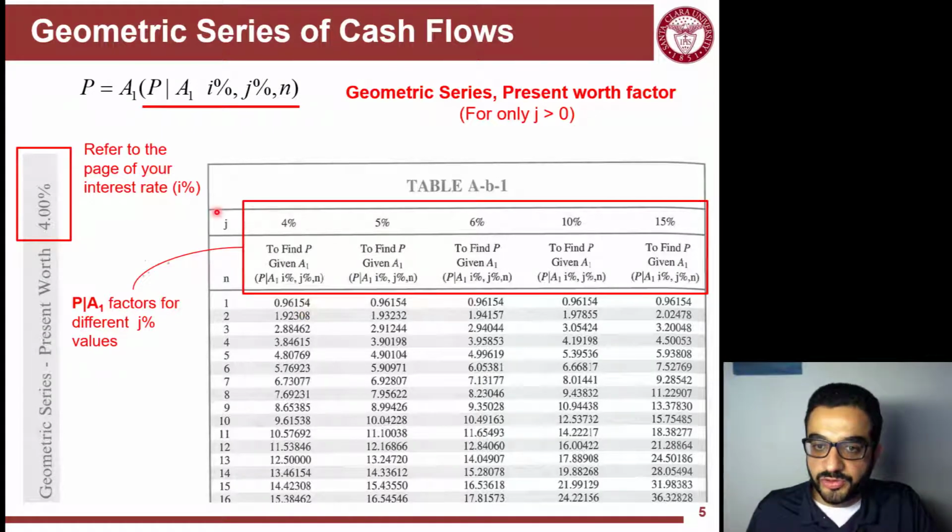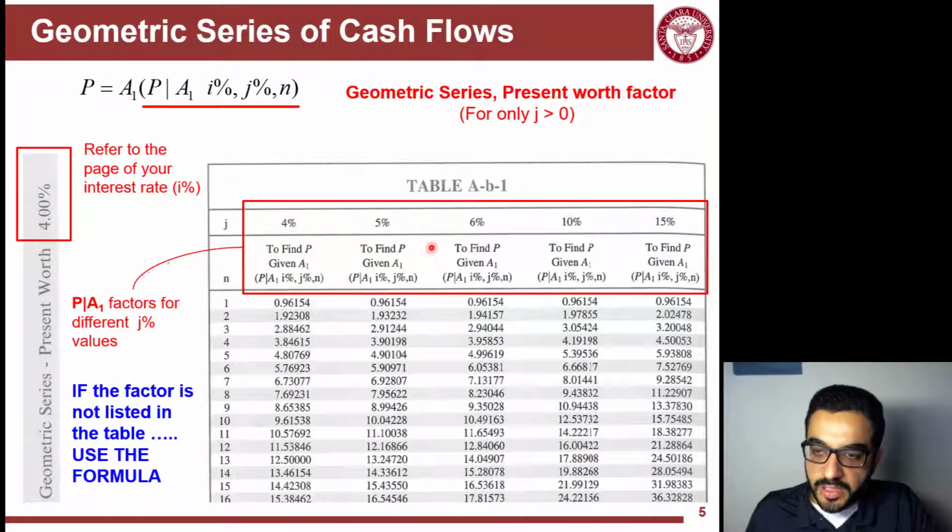So here we have this page representing the interest. And then for every page, you will have different values of j. And this whole page is just one factor, which is P given A1. So you need to read first the page, so you know what type of interest you're dealing with. Pick the page, and then see what j will be the column here, and then the row will be the n. And this whole page is giving you values for different i, j, and n values. If the factor is not listed, then I recommend using the ugly formula we have.